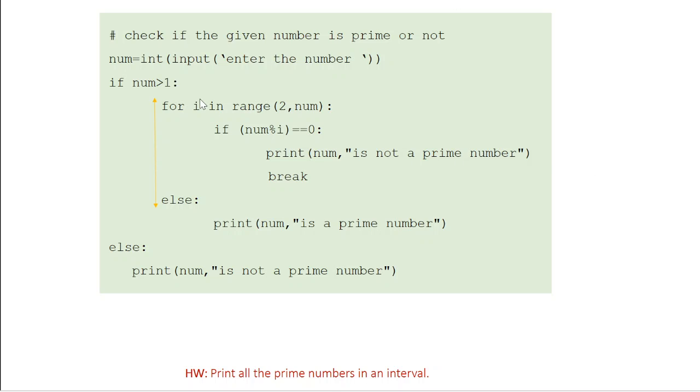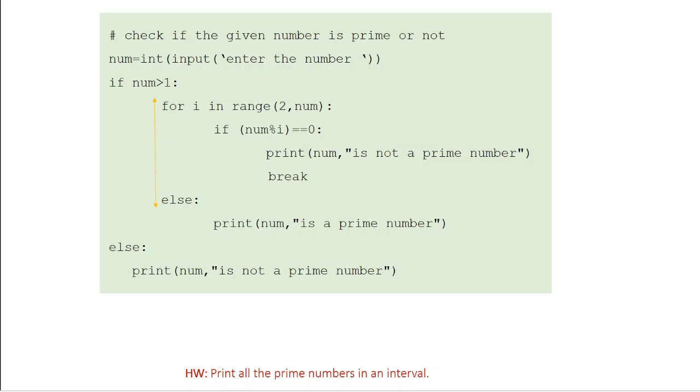So first thing, we need to input the number from the user end. Since we are talking about whole numbers, you input it as an integer number. So I'm going to call it as num. Okay. Now you know that prime numbers start from 2, right? 2, 3, 5, 7, etc.